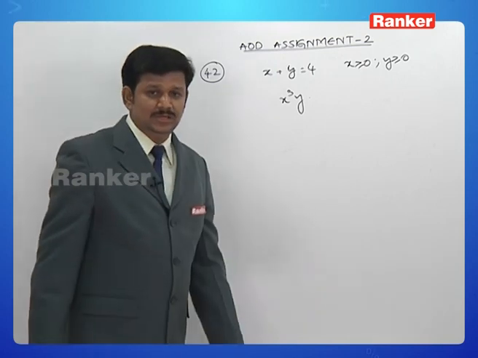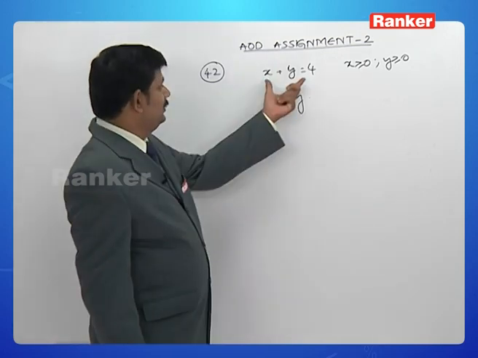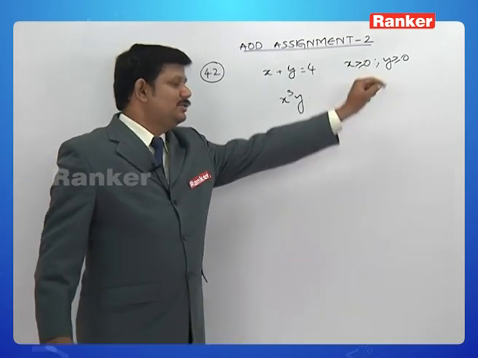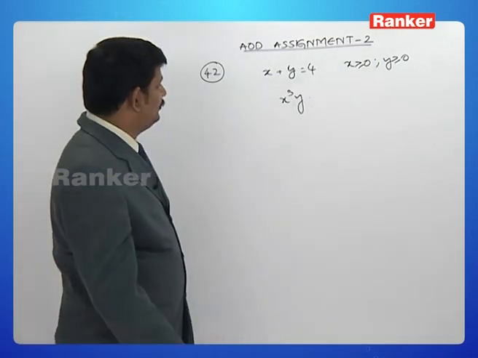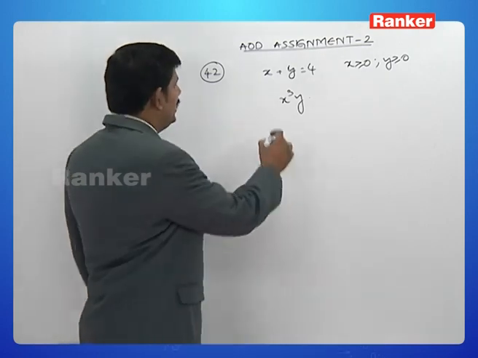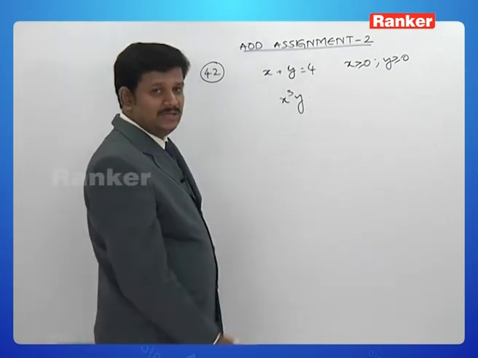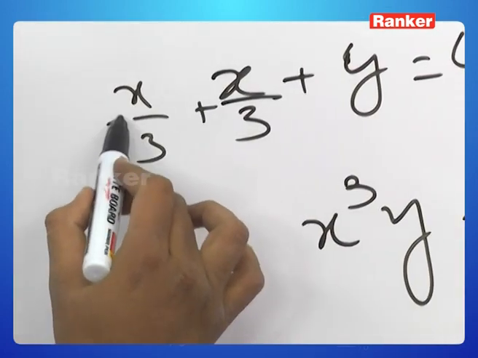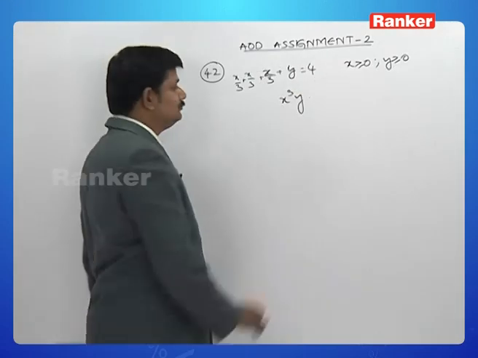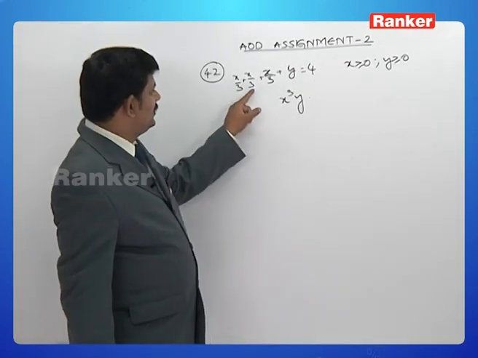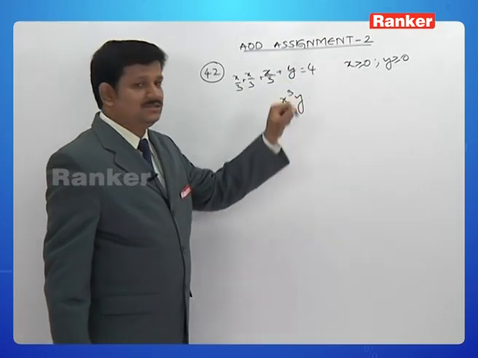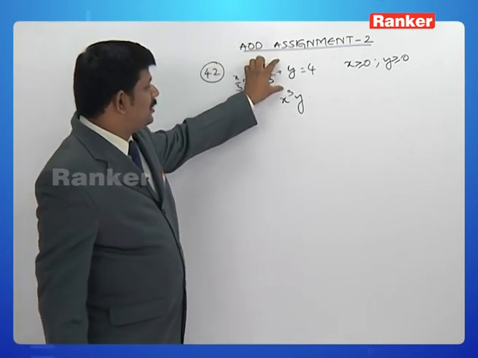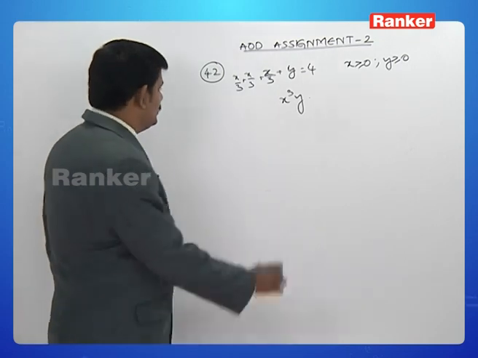So, we can do this question in two ways. One, we can apply AM-GM inequality. As x is given to be positive and y is given to be positive, we can go for AM-GM inequality. Let me write this as, I need x cube, 3 x terms, so x by 3 plus x by 3 plus x by 3 plus y, which is given to be 4. So, let me apply AM greater than or equal to GM on these 4 numbers.